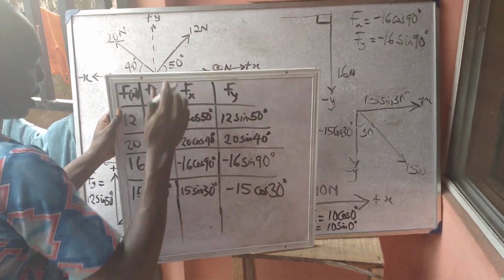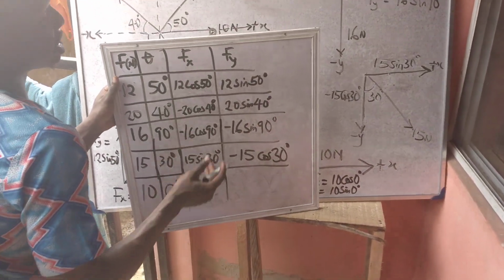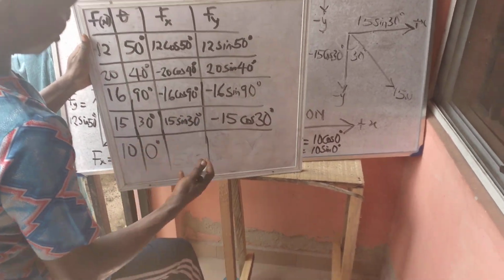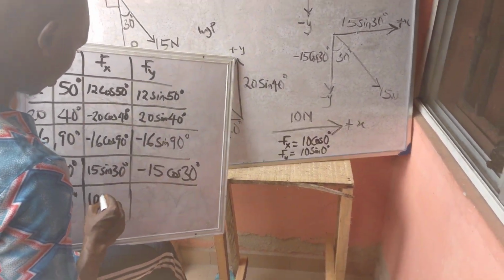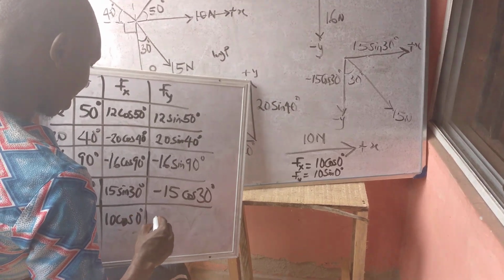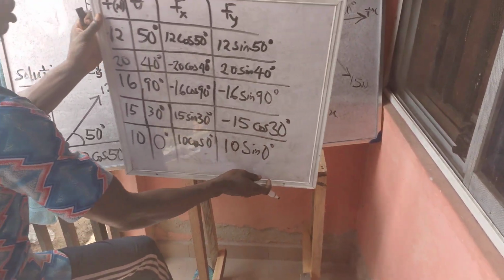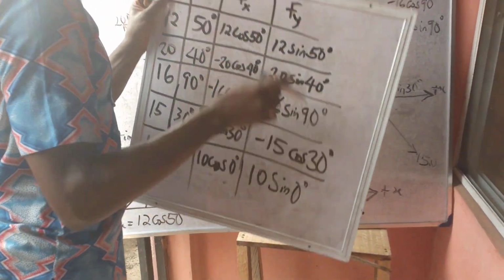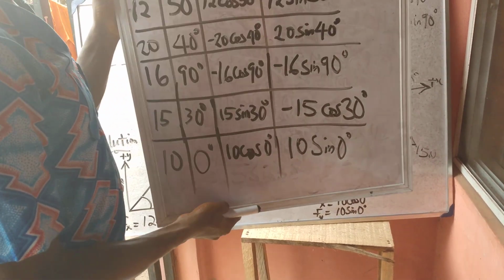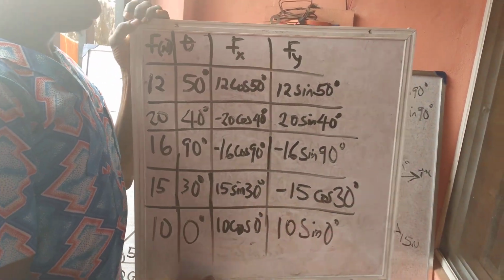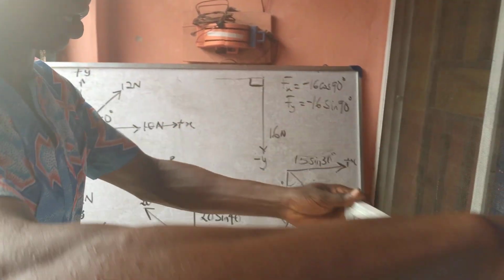Now the next one we'll look at is the 10 Newton force. It has an angle of 0 degrees. Of course, that's on the x-axis, and you know your number line. So the x component there is 10 cos 0, and the y component is 10 sine 0 degrees. Okay. Now we have the table of values. This is exactly what we want. Then we can take the summation of forces acting on the x-axis, which is sigma Fx, and then the summation of forces acting on the y-axis, which is sigma Fy. Alright, let's do that quickly.